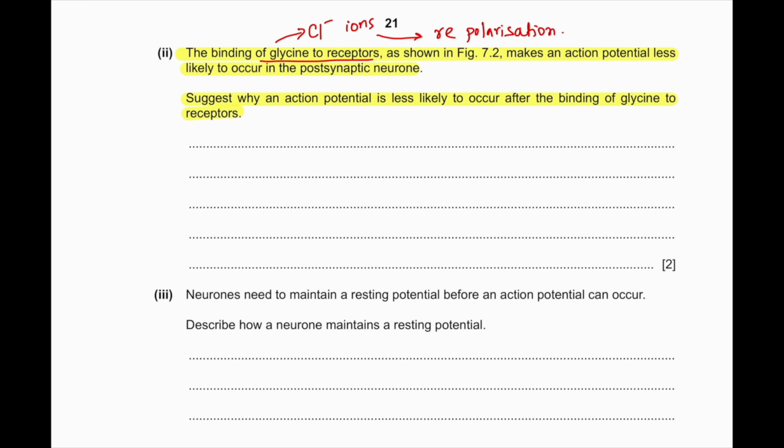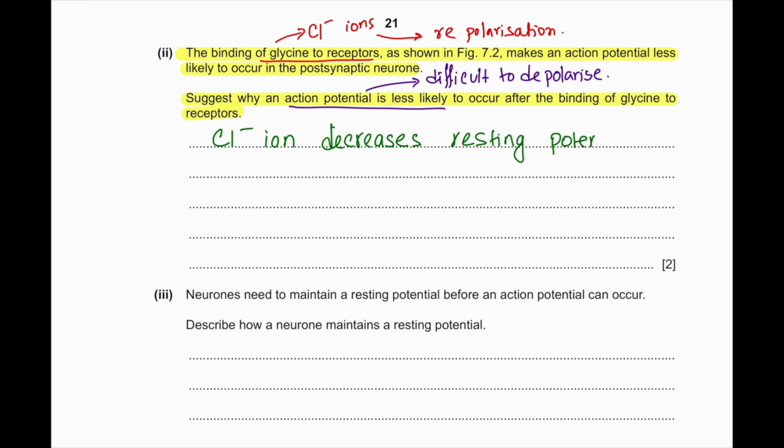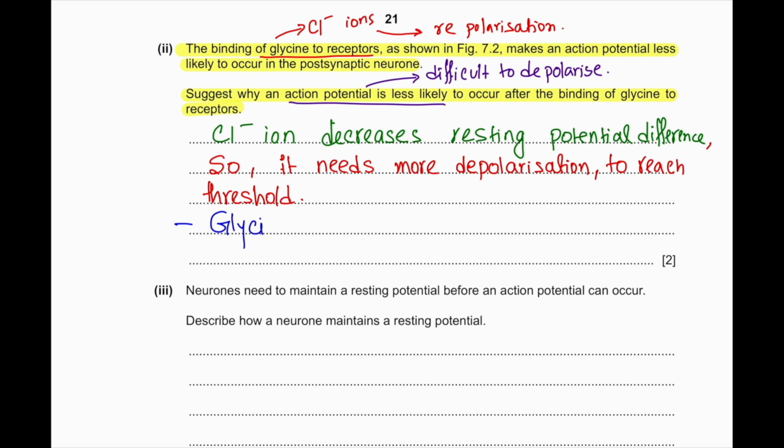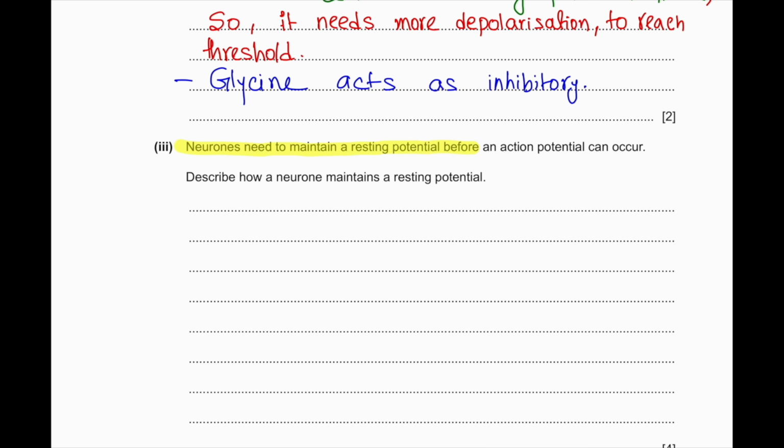Repolarization occurs, so it becomes difficult to depolarize. Chloride ions decrease the resting potential difference, so it needs more depolarization to reach the threshold. And as an added point, we can also say glycine acts as an inhibitory. Only 2 points will be needed to score the mark, so write any one of the two, any one of the three.